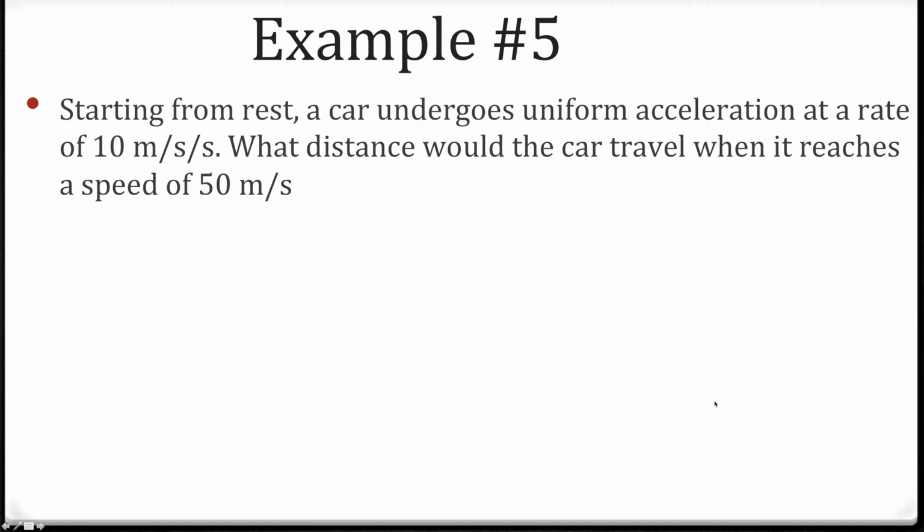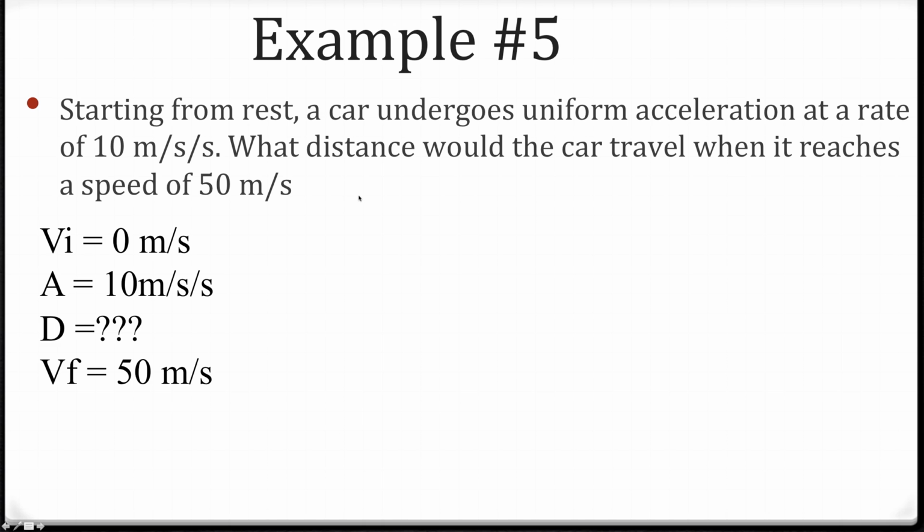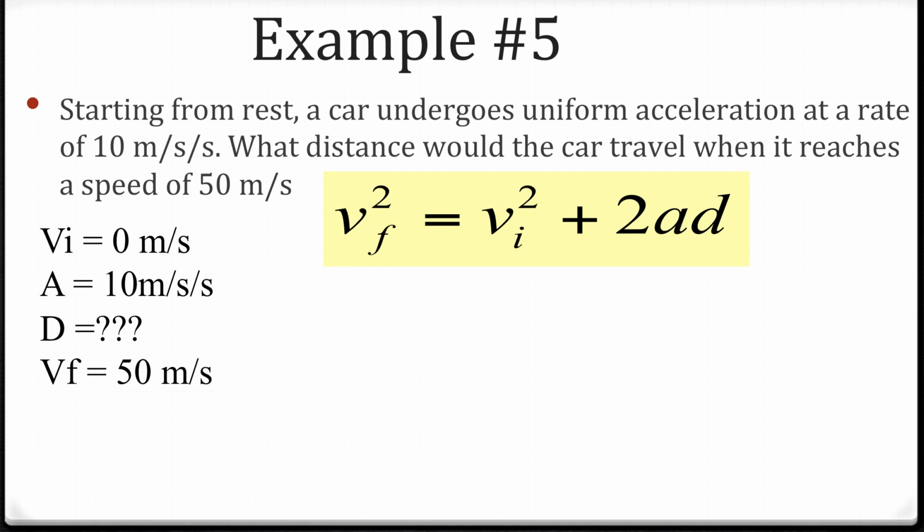Then the last one, example 5. Starting from rest, your car accelerates at a rate of 10 meters per second. What is the distance the car would travel when it reaches a speed of 50 meters per second? So in this case, we have VI of 0 because it's at rest, acceleration of 10, and a final of 50. So now we have an initial and a final velocity, but we do not have a time. So we need a formula that does not include time, which is this one.